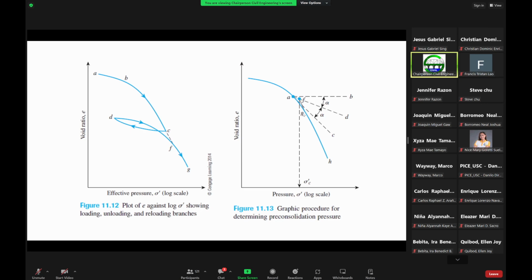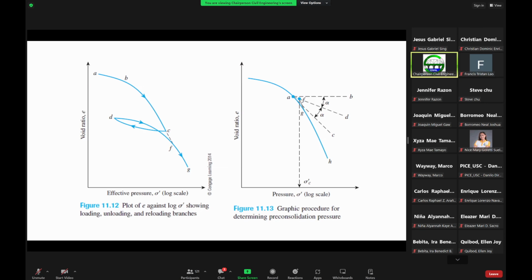Okay, try to project. I hope you're seeing my cursor. You try to project a straight line here back in such a way that it will intersect the angular bisector. Yeah, this one here, so in such a way that they will meet at point F. And then from this point, you now try to project it down to determine the sigma sub C prime, or the pre-consolidation pressure.